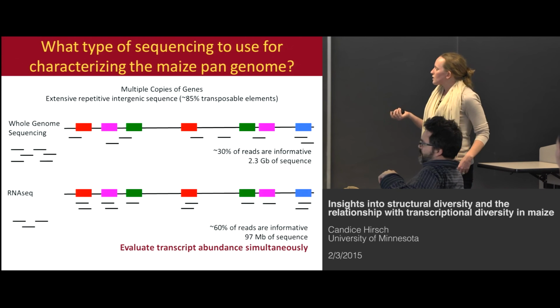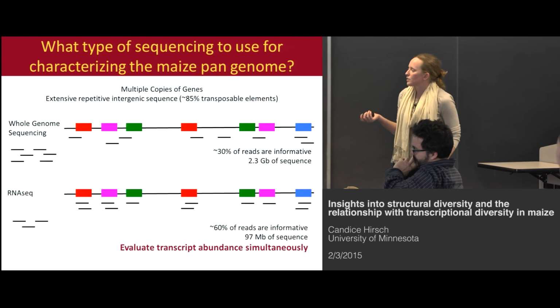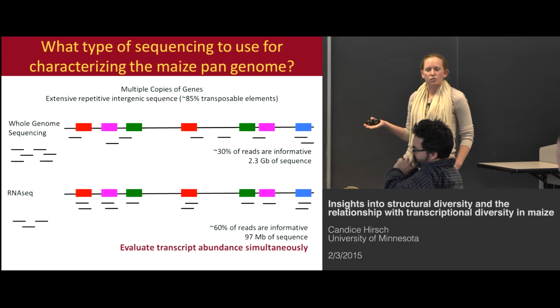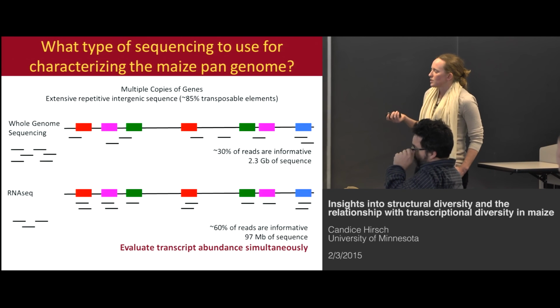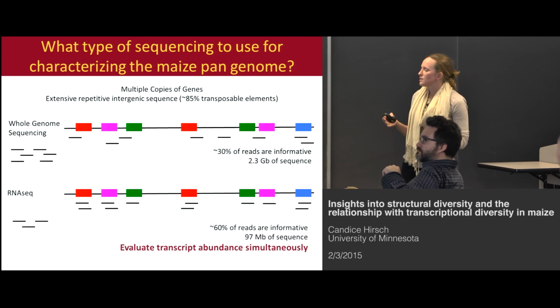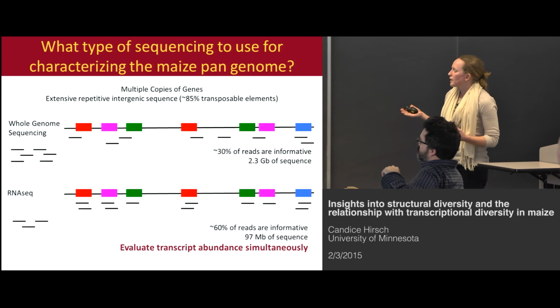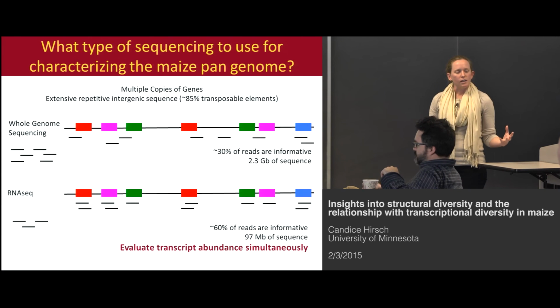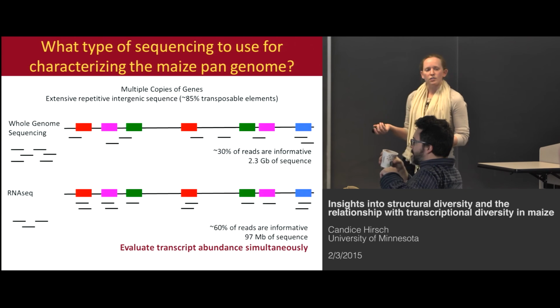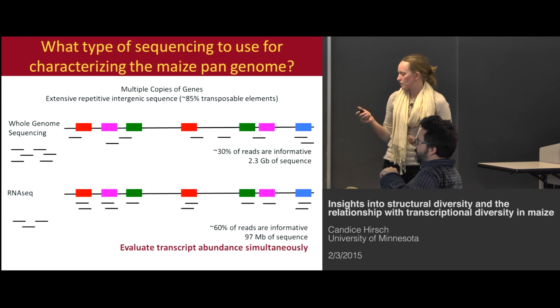Alternatively, if we use RNA-seq, about 60% of the reads become informative and we can place them to a single unique position. And we're interrogating a much smaller portion of the genome, only about 97 megabases of sequence. The other really great thing about using RNA-seq data is that we can also evaluate transcript abundance simultaneously. So in addition to getting this information about genome content variation and allelic variation, we can also ask questions about transcriptional variation.